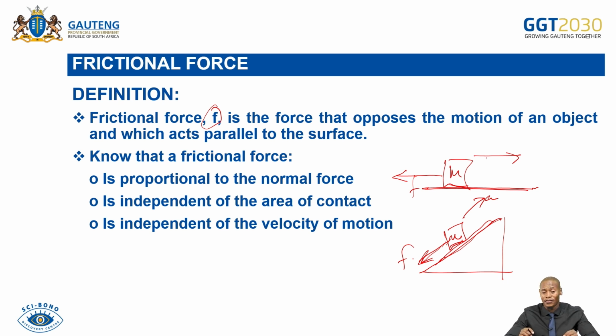To the surface. So if an object is moving to the left, then the frictional force will act to the right. If an object is moving vertically downwards, the frictional force opposes the motion of that object, so it will act vertically upwards. If an object is moving down the slope or down the incline, your frictional force will act in the opposite direction. So please, grade 11s, frictional force is not the force that opposes the applied force. Frictional force is not the force that opposes force.